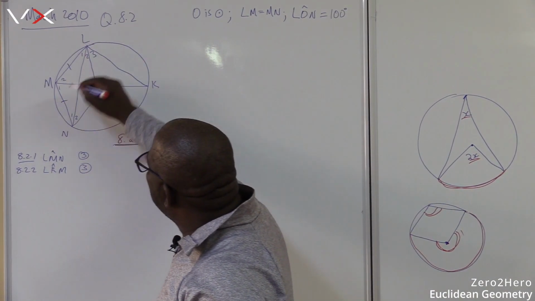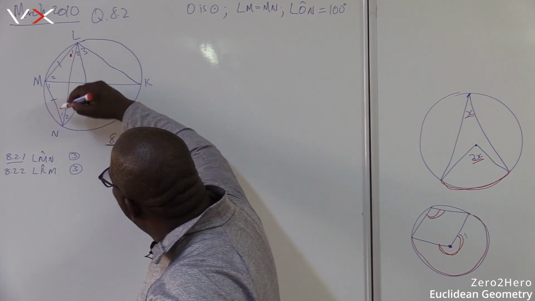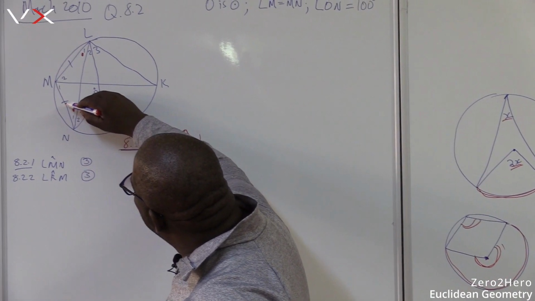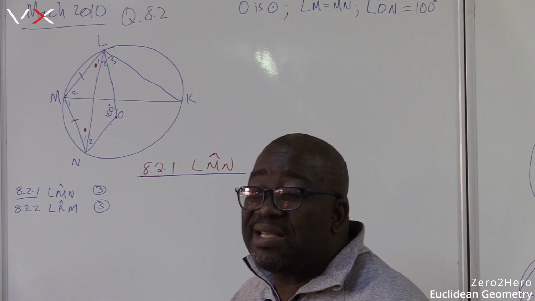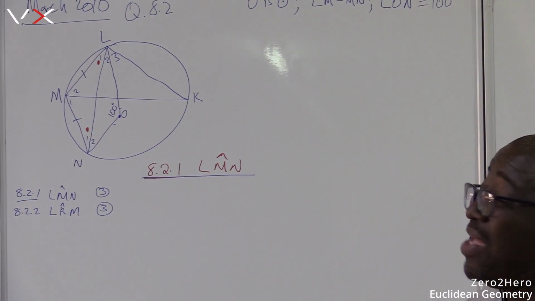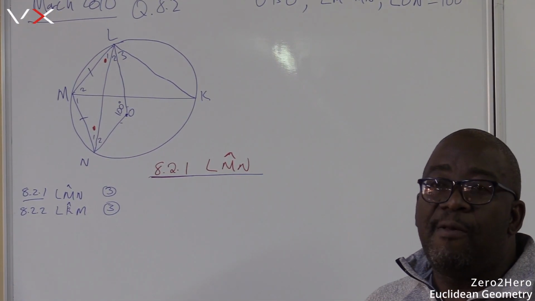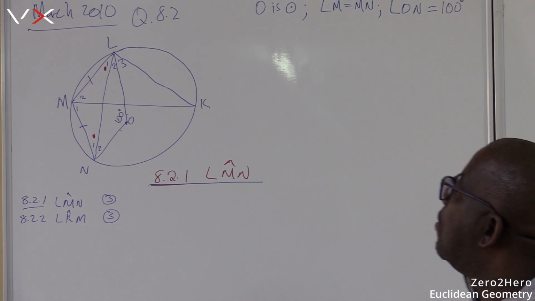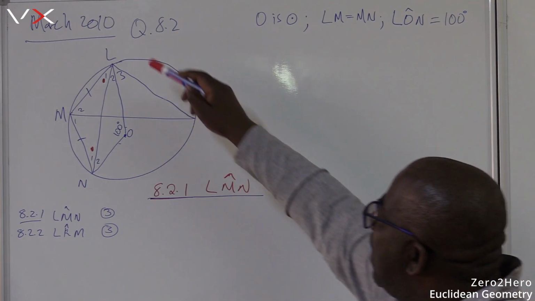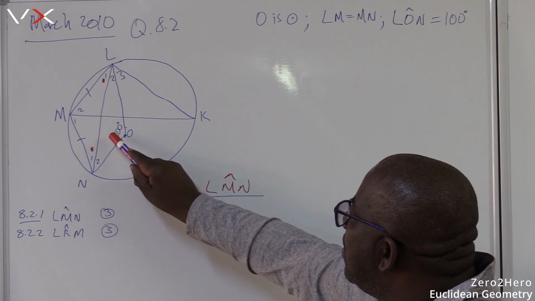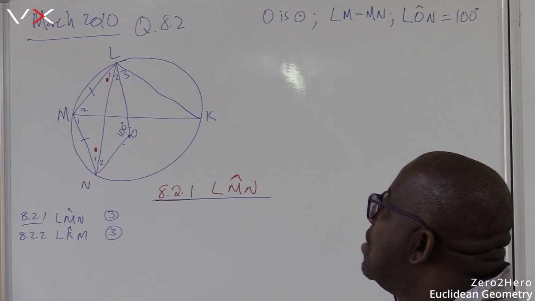Remember, if this line is equal to that one, that means this angle here will be equal to this angle here. Angles opposite equal sides are also equal. So the angles that I put the dots on are the same angle, they are equal. What else do I know? Angle LON is 100 degrees. This angle here is 100 degrees.